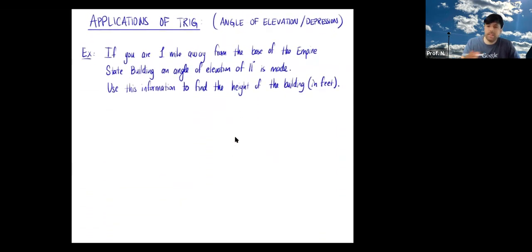So what's the idea here? A lot of these kinds of problems require you to envision it, to draw it, right? So we all know the Empire State Building. I'm not an artist, but this is the Empire State Building. And it says that if you're a mile away from it, so let's say we're the observer here, and we're a mile away from the base of the Empire State Building, the angle of elevation to the, I should have mentioned, to the top.